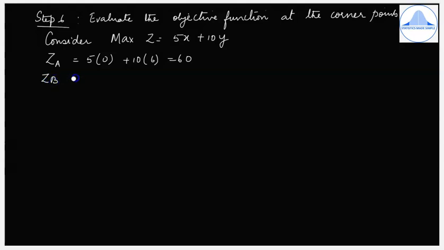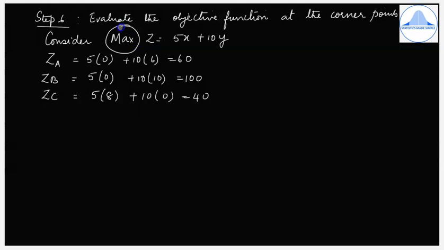Then ZB, B is (0, 10). So 5 into 0 plus 10 into 10 will be equal to 100. And ZC, C is (8, 0). So it is 5 into 8 plus 10 into 0 will be equal to 40. Now, because it is a maximization problem, you have to find out the maximum value of the objective function, that is 100. So let us write the conclusion.